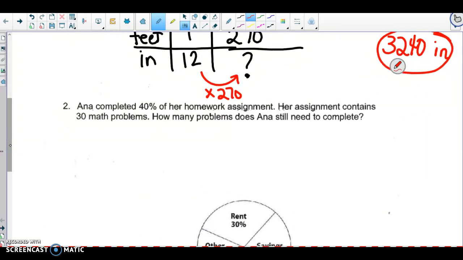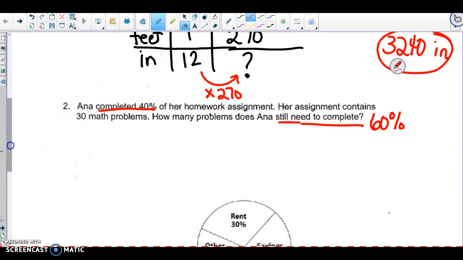All right, moving on to number 2. Anna completed 40% of her homework assignment. Her assignment contains 30 math problems. How many problems does Anna still need to complete? So she's done 40%. That means she hasn't done 60%. So we can either find 40% and subtract it, or we could just find 60% because she completed 40%. So that means 60% needs to be completed still.